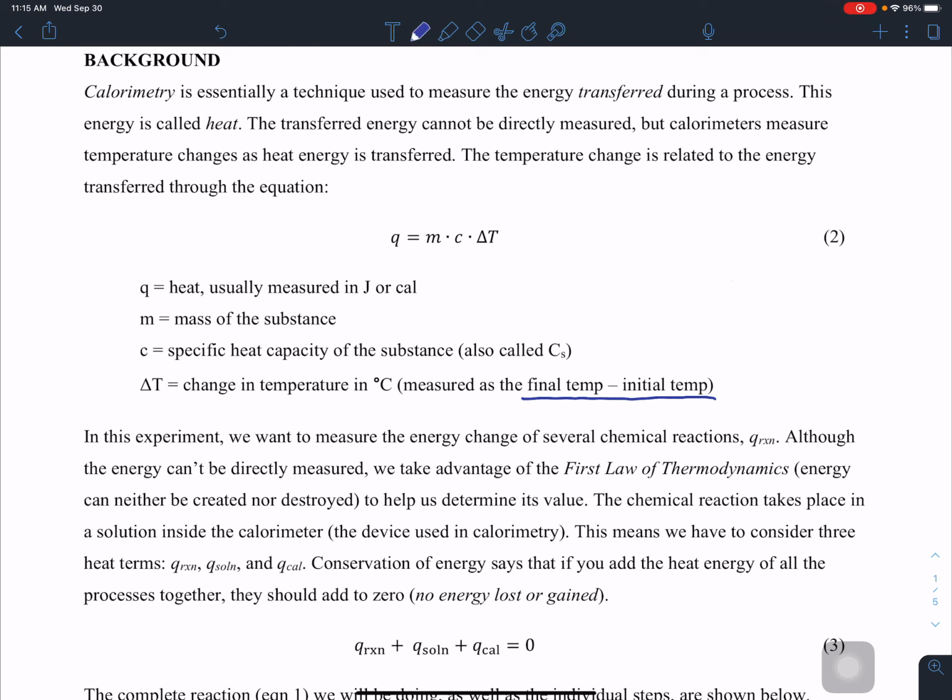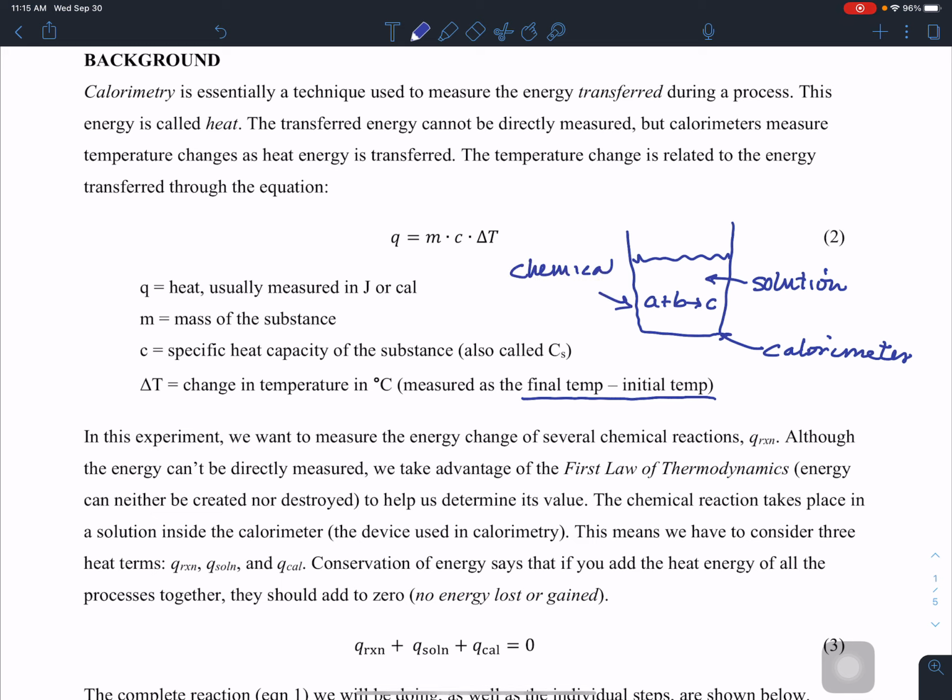So let me draw another bad picture for you. So here we have our solution. And this is the calorimeter itself, the coffee cups. And then inside, we have the chemical reaction happening. So if the chemical reaction gives off energy, releases energy, that energy is going to be absorbed by the solution and a little bit by the calorimeter itself.